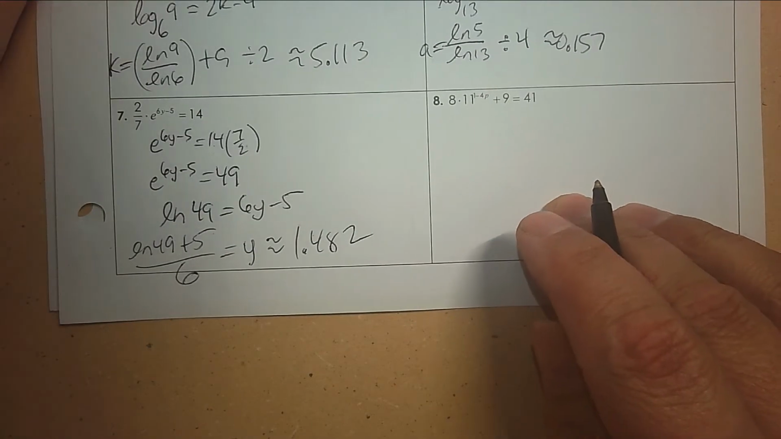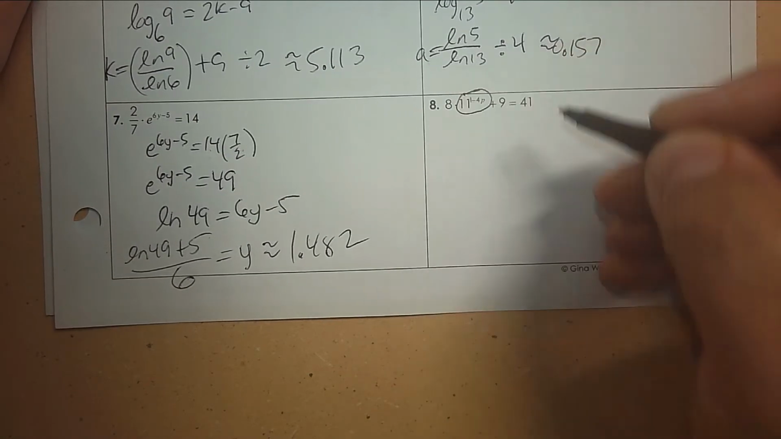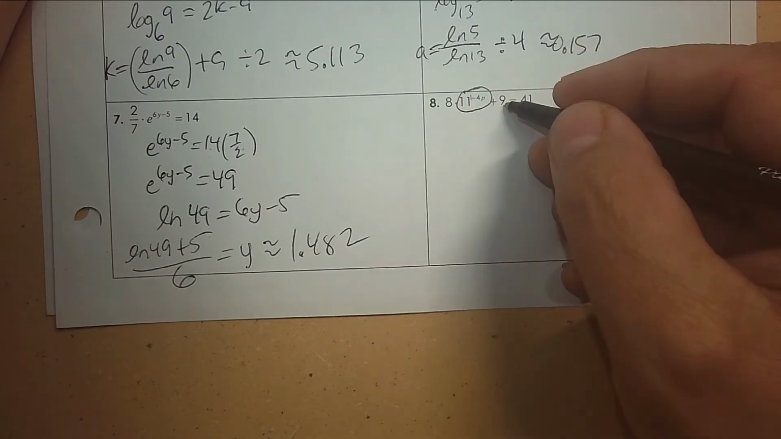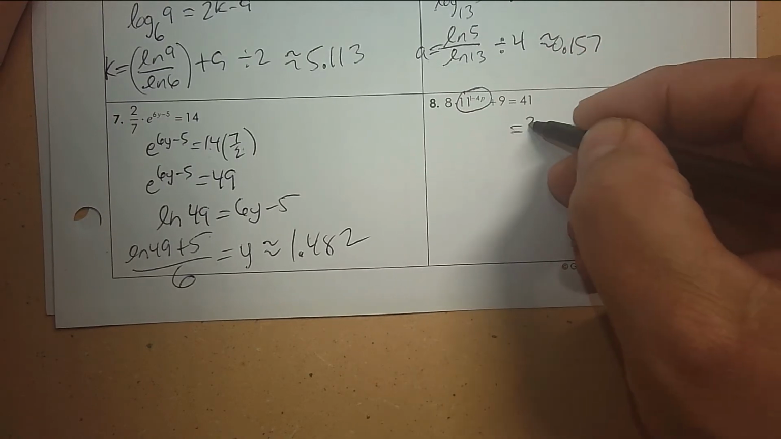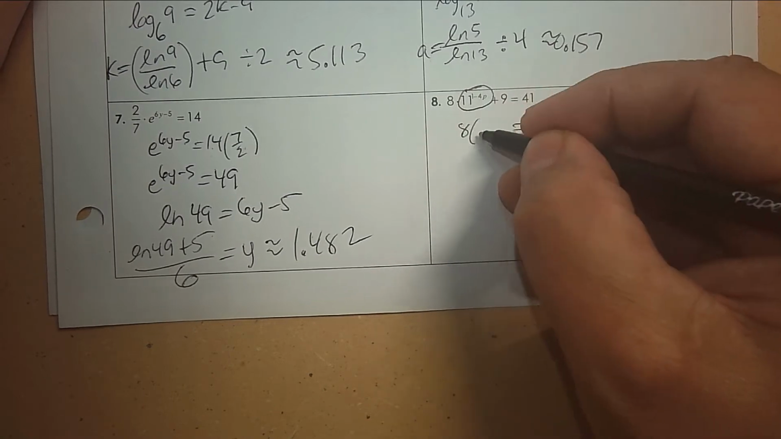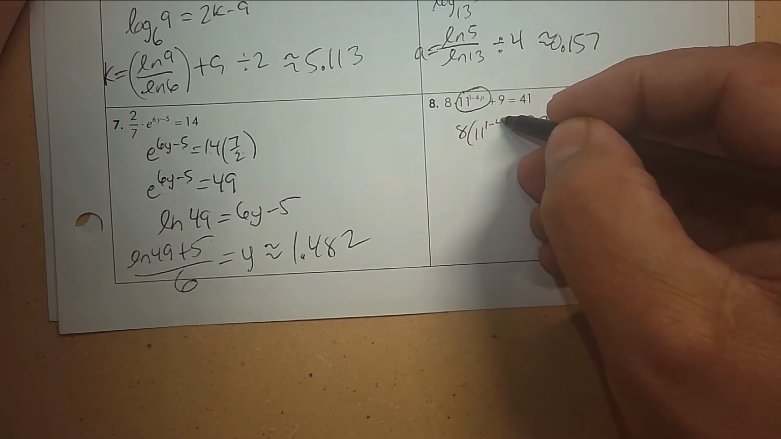Again, I want to isolate the base here and the exponent. So identify the exponential part. Circle it if you have to. So step 1 is I'm going to subtract 9. That's 32. I'm going to divide by 8. Is that 1 minus 4p?